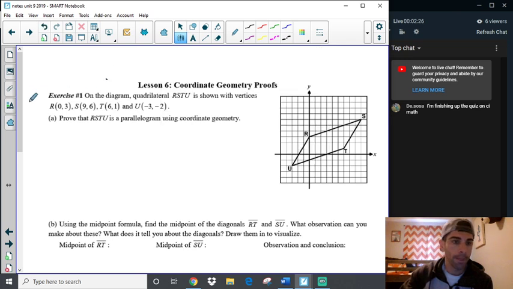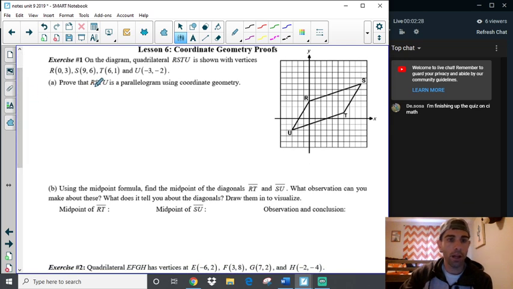So let's start. So it says, prove that parallelogram RSTU is a parallelogram using coordinate geometry. So in order to do that, you need to know your rules for parallelograms. And that is that the opposite sides would be parallel, that the opposite sides are congruent, and that the diagonals bisect each other. So those are all ways that we can do it.